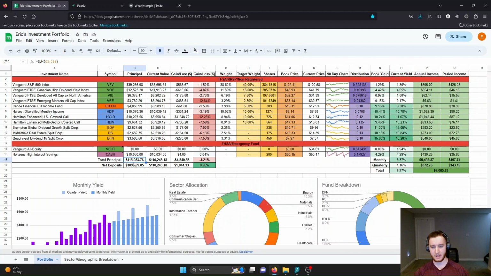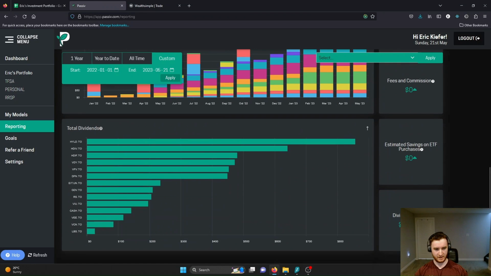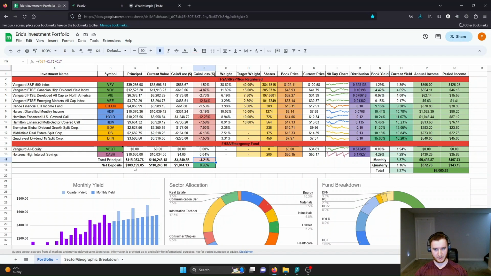So in overall performance, this is the number you see on Blossom, seeing that I'm down 4.21%. But if you take all of the dividends that I've received and reinvested, of course when you reinvest dividends it becomes principal, relative to my principal I'm down 4.21%. But what I want to look at for my total return is relative to my net deposits. My net deposits, just what have I put in versus what is the current value.